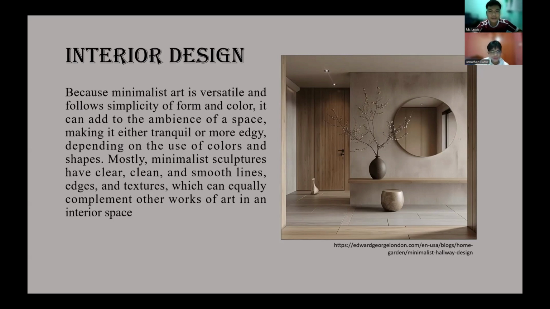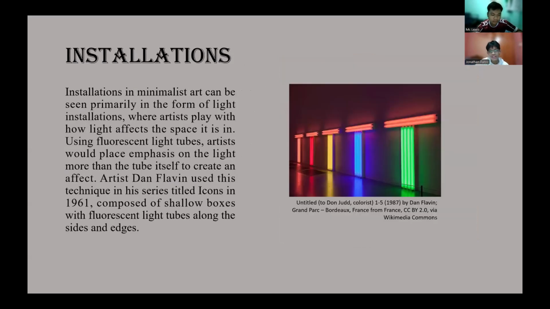Next, installations. Installations in minimalist art can be seen primarily in the form of light installations, where artists play with how light affects the space it is in. Using fluorescent light tubes, artists would place emphasis on the light more than the tube itself to create an effect. Artist Dan Flavin used this technique in his series titled Icons in 1961, composed of shallow boxes with fluorescent light tubes along the sides and edges.